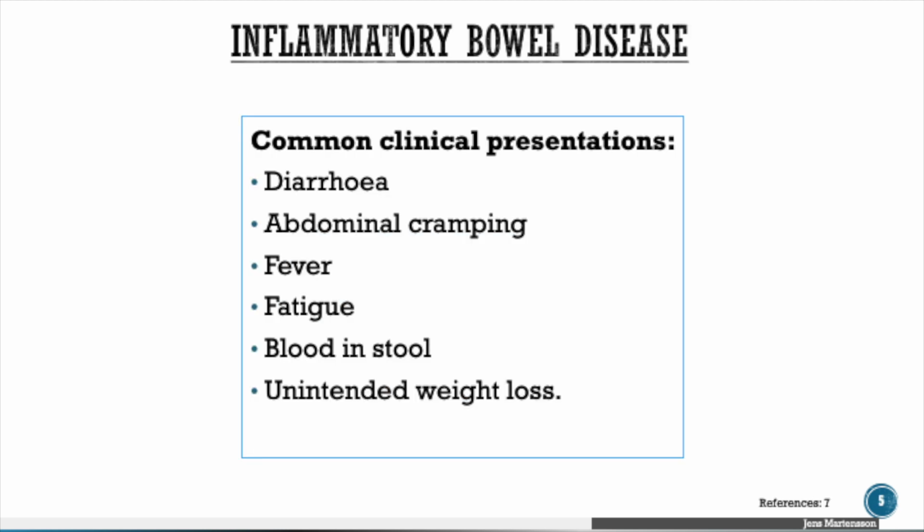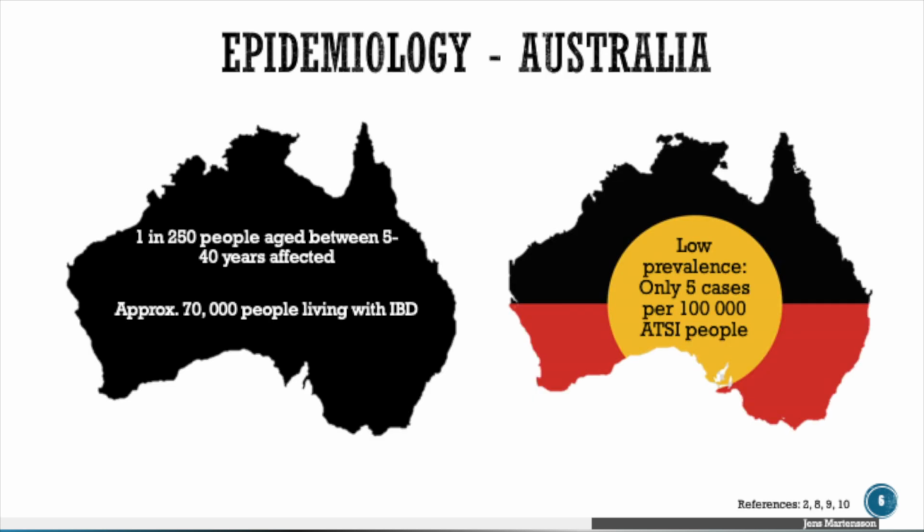Common clinical presentations across both types of IBD include diarrhea, abdominal cramping, fever, fatigue, blood in stool, and unintended weight loss. In Australia, IBD is becoming more severe and prevalent, affecting approximately 1 in 250 people aged between 5 to 40 years old. Australia has one of the highest rates of prevalence in the world, with currently 75,000 Australians suffering with IBD, and this number is predicted to increase to 100,000 by 2022.